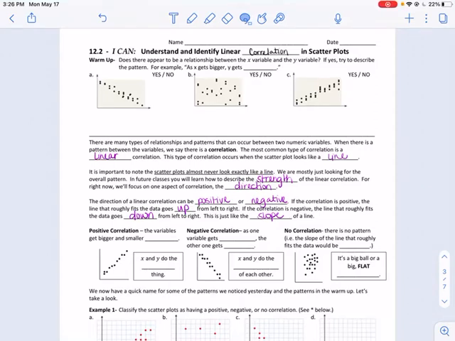Today we're going to learn about linear correlation. Correlation is how we describe patterns that occur in data. We talked about patterns that occur in data yesterday.